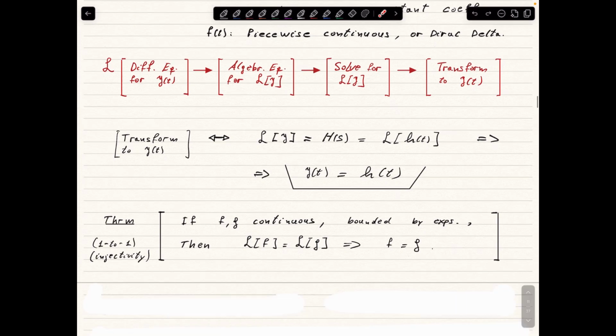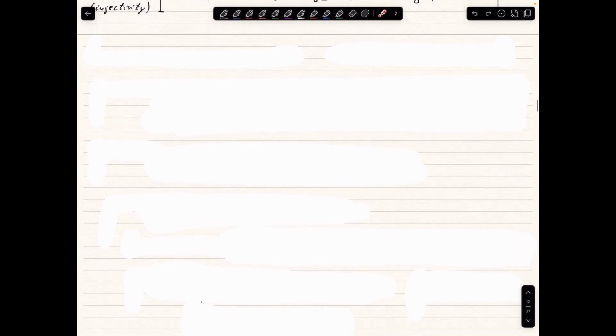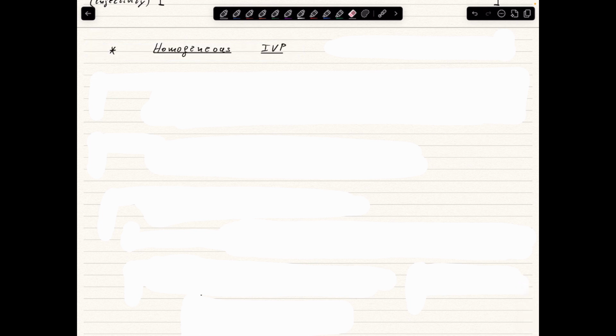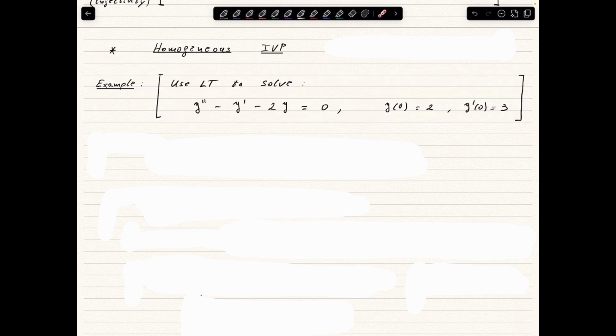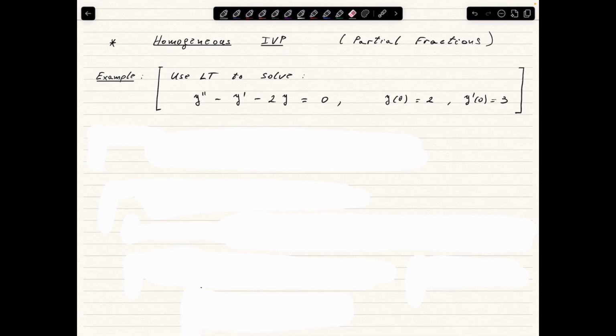Let's see how the Laplace transform method works, solving a particular example. And the example is going to be to find the solution of this initial value problem. We have here a second order linear differential equation with constant coefficients, homogeneous, and we want to use the Laplace transform method to find the solution of this initial value problem. We will see that somewhere along the calculation we are going to need to use partial fractions. So we will see that in a minute.